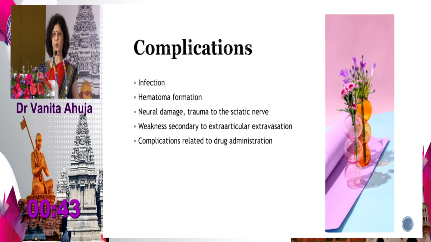But yes, we need to wait for the evidence, which is currently not available in the latest consensus guidelines, which came out in 2025. Complications: you can have infections, hematoma, but it is a very superficial type of joint. Don't expect too many complications. But yes, if you do damage to the surrounding structures, then we can have weakness, or if you are targeting the neural structures. So that is very important.